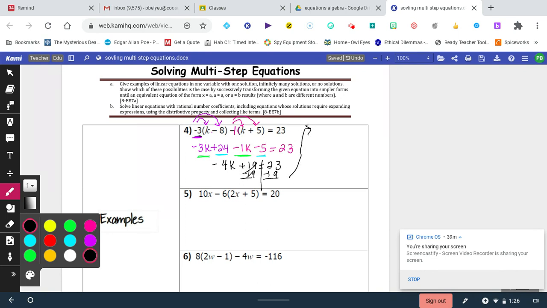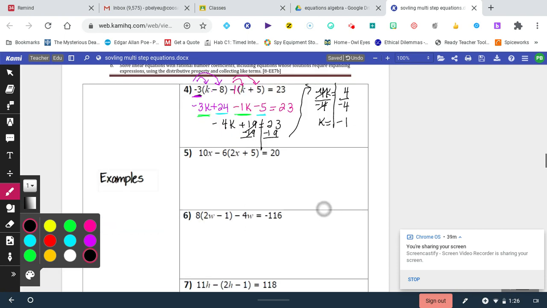So I have -4k equals 4. Now, what is the opposite of multiplying k by -4? Instead of multiplying k by -4, I'm going to divide k by -4. But what I do to one side, I also do to the other side. And k is equal to -1.